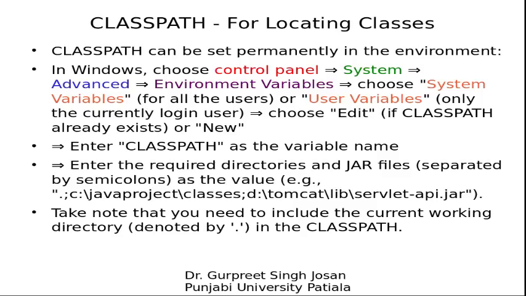If you are using the Windows operating system, you have to go to the control panel, then go to the system, advanced, and then environment variable. When you select the environment variable, there will be two options, either system variable or user variable. You have to select the system variable if you want to set the environment variable for all users, and the user variable if you want to set it only for the current login user, and then choose edit if class path already exists, or new if class path does not exist.